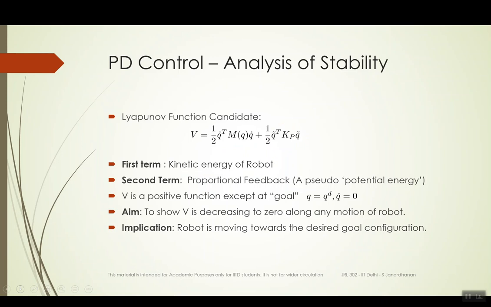Okay, and now the aim next is to show that this V would decrease to 0 along any motion of the robot when the PD control structure that we are proposing is applied. The conclusion would be that if we are able to prove that V dot is less than 0 at all other points, then the robot is moving towards the goal configuration.